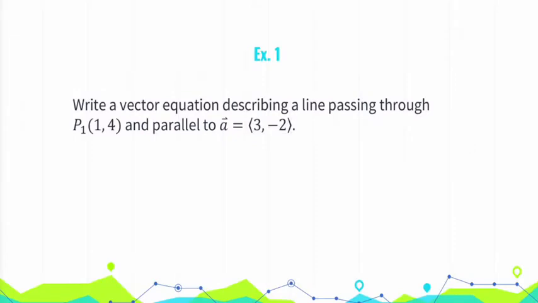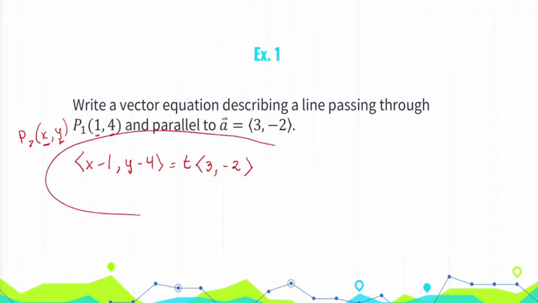So, a vector equation describing a line passing through point (1, 4) and parallel to A = <3, -2>. We would also need some point P2, and we'll just call those points x and y. So for the vector, we subtract the x components, x minus 1. We subtract the y components, y minus 4. And we set that equal to t times <3, -2>. So <x minus 1, y minus 4> is equal to t times <3, -2>. That's the vector equation of the line.